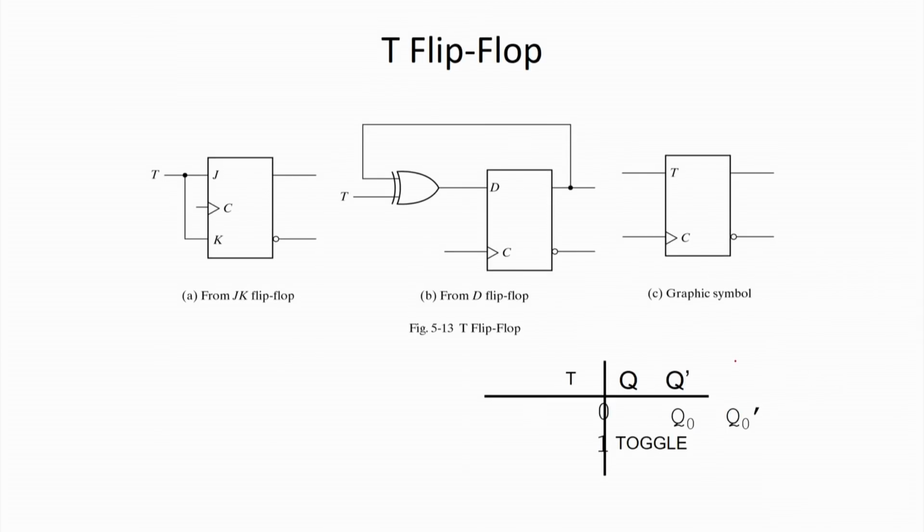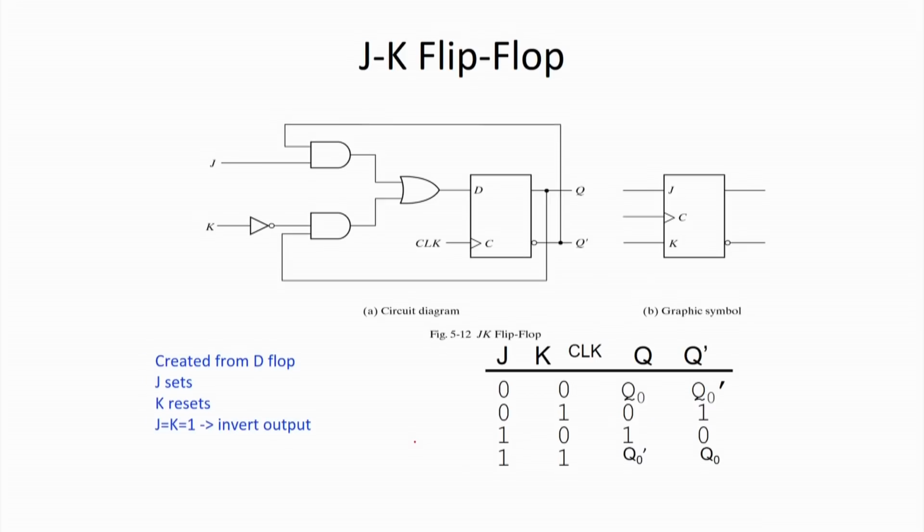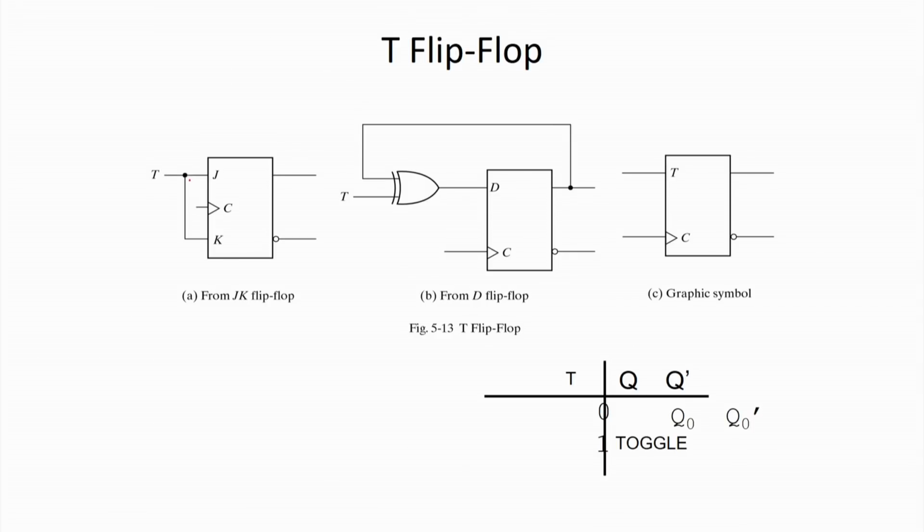Another one we have is the T flip flop, which is toggle. This is very simple to construct from a JK flip flop. Just see what happens when both inputs are 1. It toggles: if the output is 0, it becomes 1, and when it is 1, it becomes 0. So we tie J and K to one single input. If T is 0, we do not have any change in the output. When T is 1, it toggles. So this is another building block.